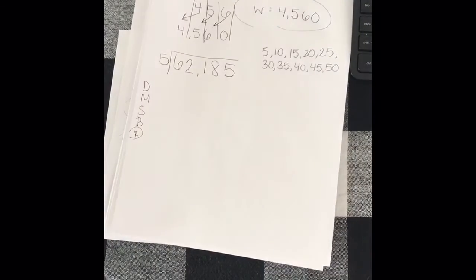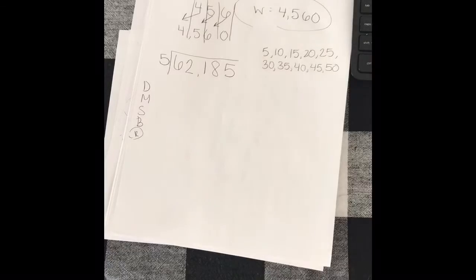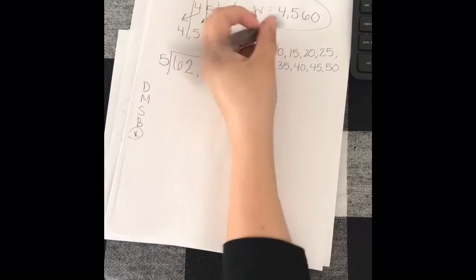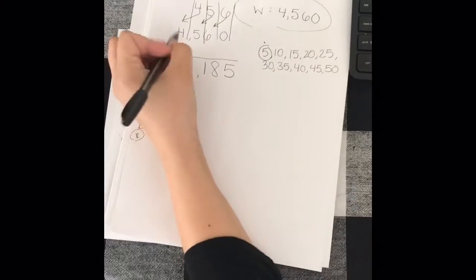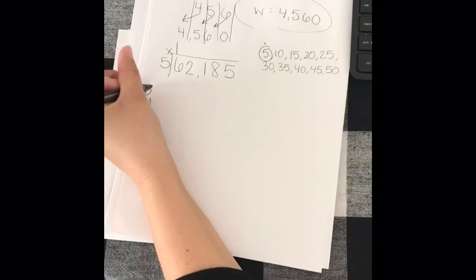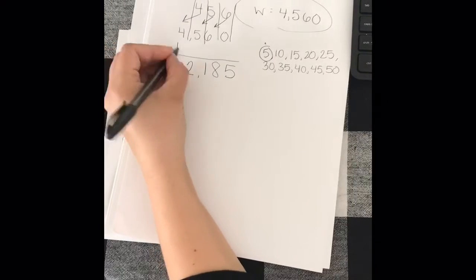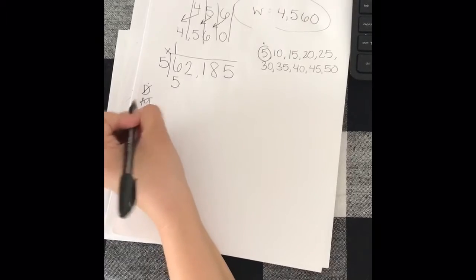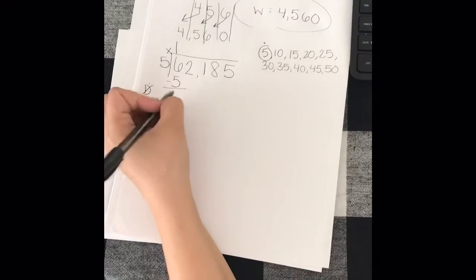Okay, so now I'm going to start to go ahead and divide. So I'm looking for 5 into 6. And I know that it can go in 1 time. So after I divide, I'm going to multiply. 1 times 5 is 5. Now I can go ahead and subtract. 6 minus 5 is 1.